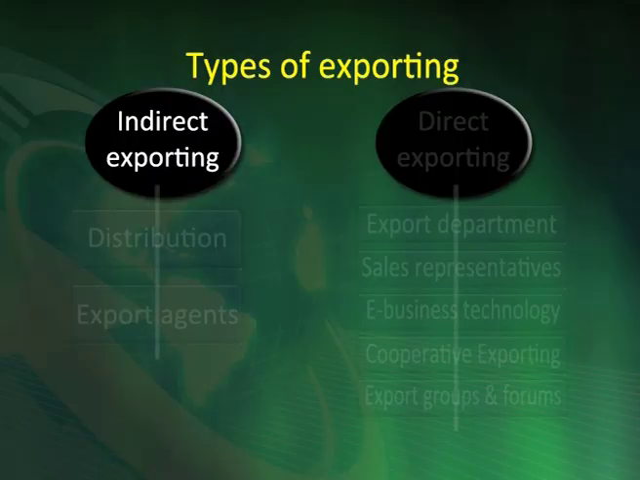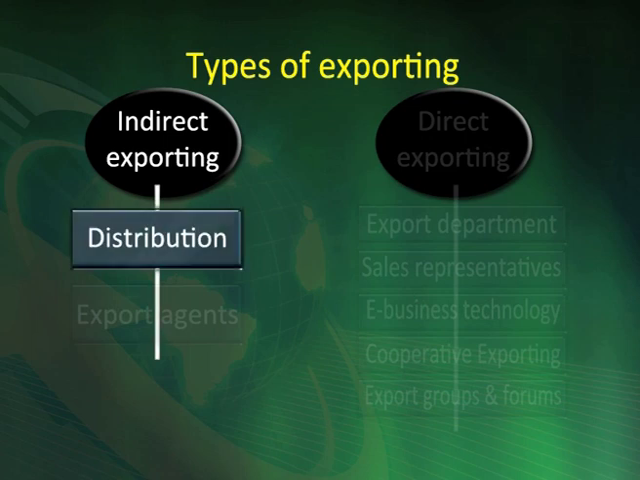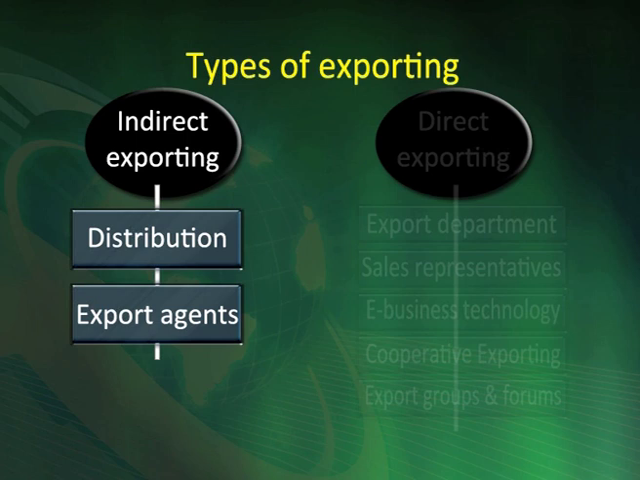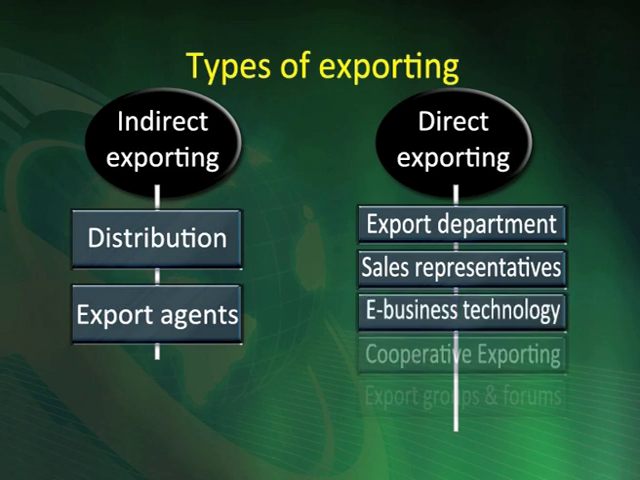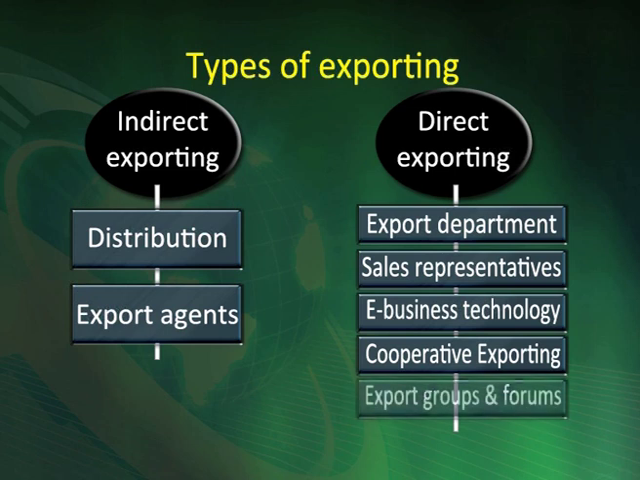Now, the types of exporting which relate to the internationalization process are both direct exports and indirect exports. The indirect exports relate to distribution, the export agents and the export mechanisms which we work on. The direct exporting involves the export department, the export sales representatives and e-business technology. Then we have cooperative exporting, where we have export groups and forums by which we can export.